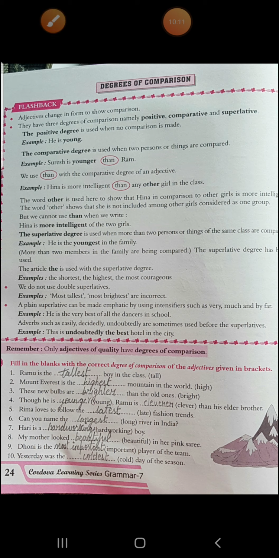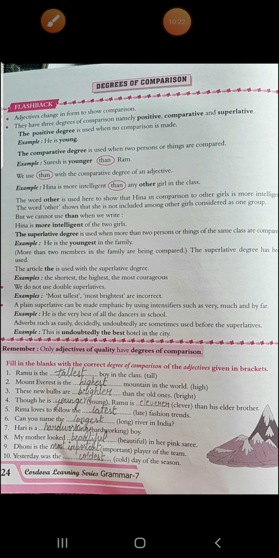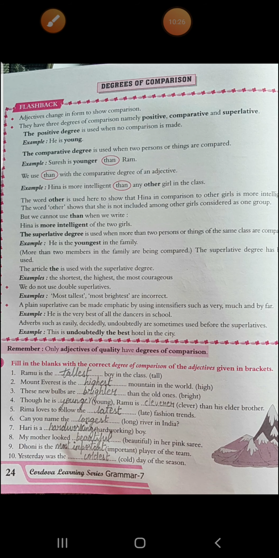Then seventh, Hari is a hard working boy. We are not comparing Hari with anyone, so positive degree will be used here. Then see the eighth one, my mother looked beautiful in her pink sari. Again, we are not comparing her with anything, so simple positive degree will be used, beautiful.